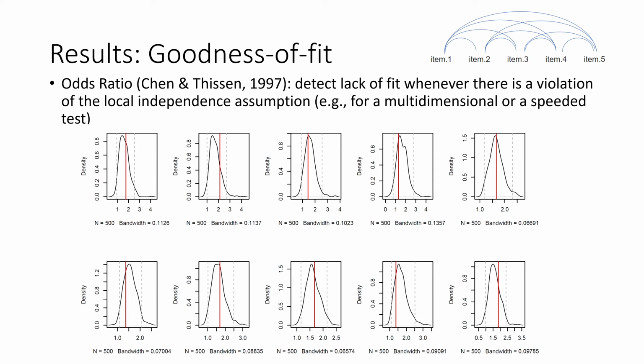Another measure of goodness of fit is the odds ratio. It is used to detect if the observed responses for items are conditionally independent of each other given the ability. And since we have 5 items, there are 10 possible pairs for which we can calculate the odds ratios. And the red lines in the 10 plots are observed odds ratios. They lie in the middle, which means the model fits the data well.